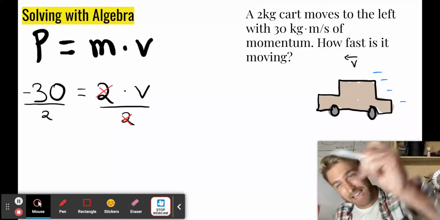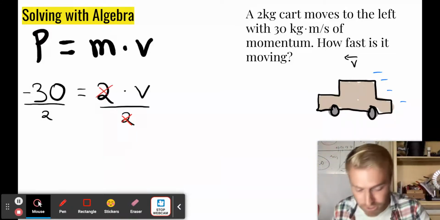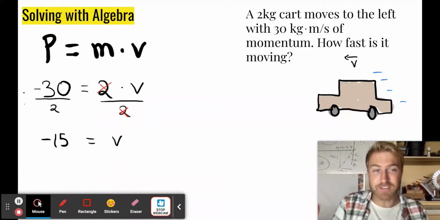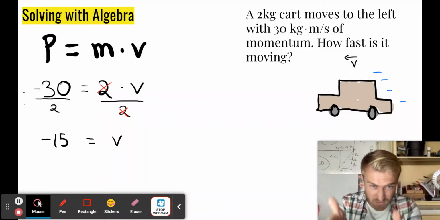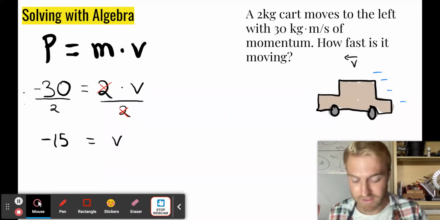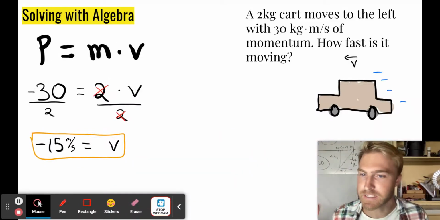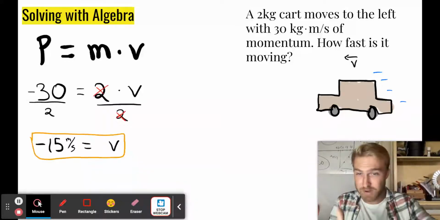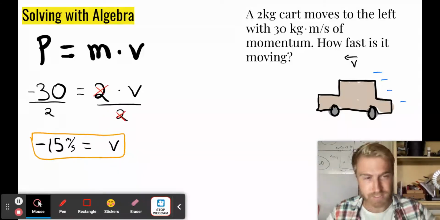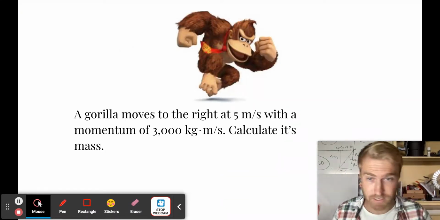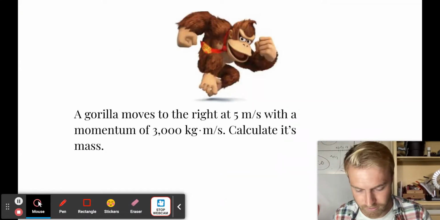So I have to divide that -30 by 2, and I end up getting -30 divided by 2 equals -15. So I'm keeping my work really nice and organized as I'm going down, and I find that the velocity is -15. But in physics, you never forget your units. So the cart is moving at -15 meters per second. And that's how you do these. Easy peasy lemon squeezy. Here's another one for y'all to solve. You got this one.